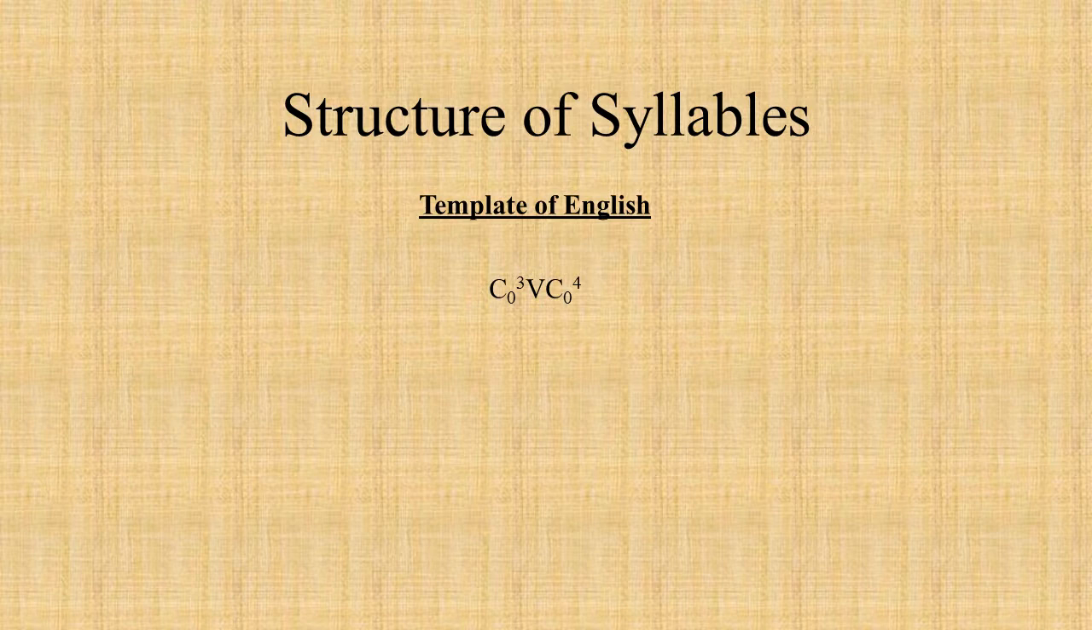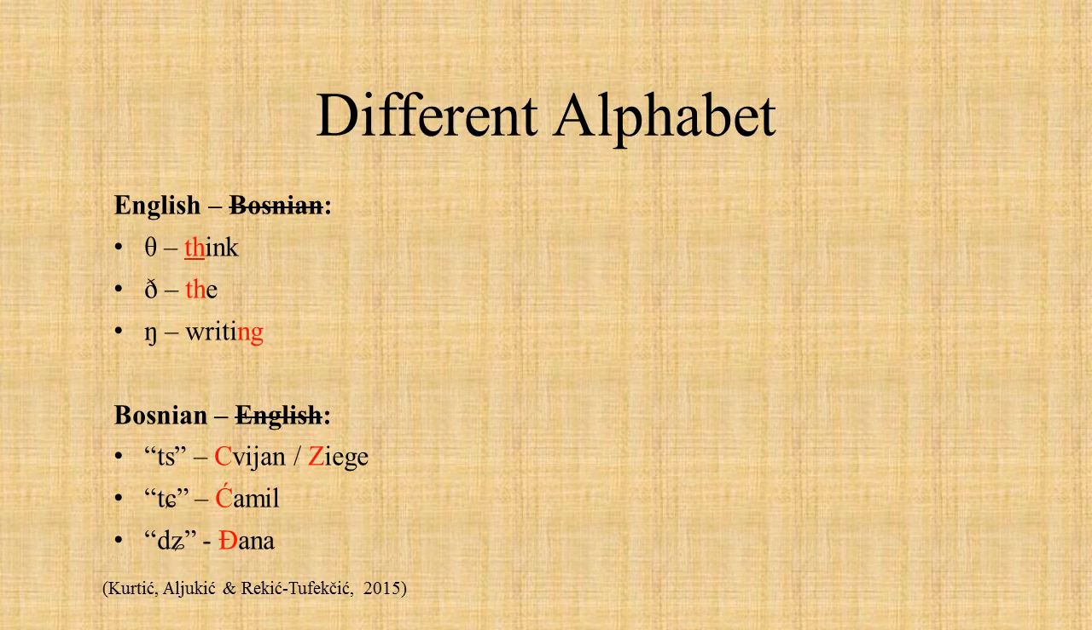If we compare the template of English to the examples from Bosnian that we have seen earlier, we can see that the number of consonants in the onsets varies in those languages. So Bosnian has a different template than the English language. But not only that. Not only are the number of consonants in the onsets, but also some consonants in general different.